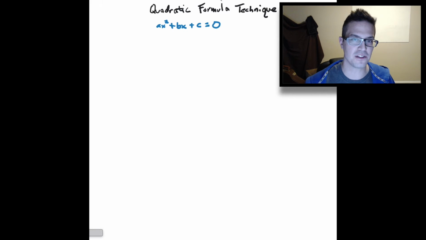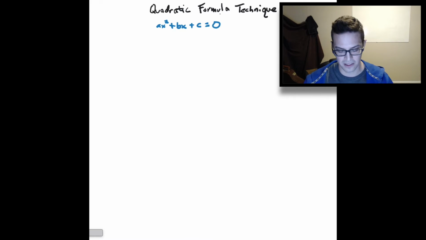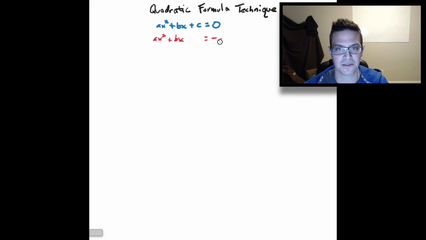Okay, the first thing that we're going to do, again, we're trying to solve for x. So the main goal here is to solve for x. So just say x equals something by the end of this. Okay, first thing I'm going to do is subtract that c off from both sides. So I'm going to subtract the c off to the other side. So you're going to end up with ax squared plus bx is equal to negative c.